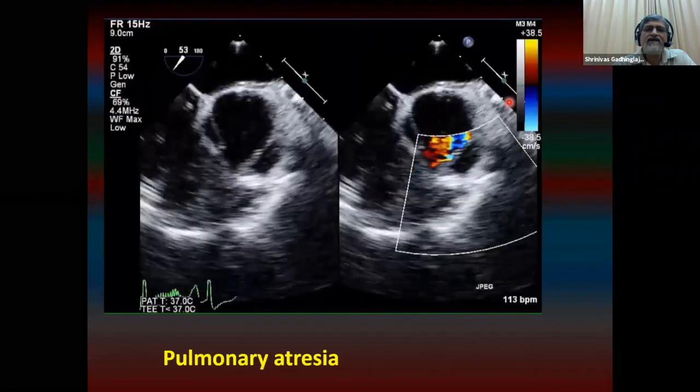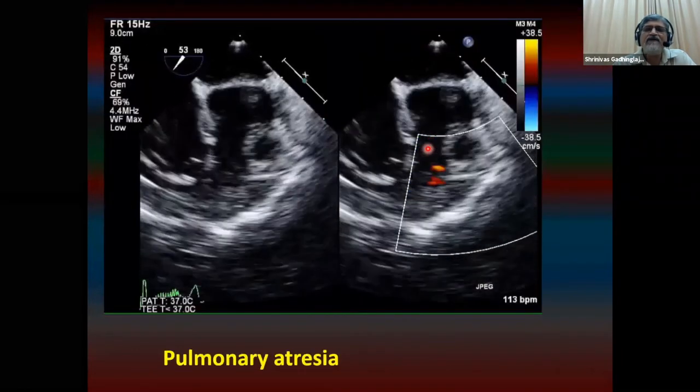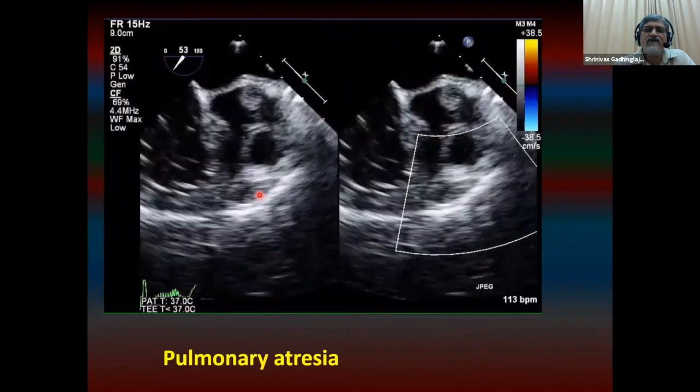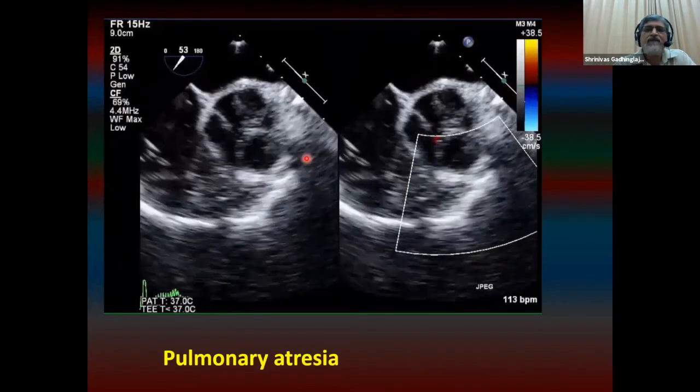Then there is pulmonary atresia. From RV to PA, there is no forward flow. There is no antegrade flow. So this is pulmonary atresia.